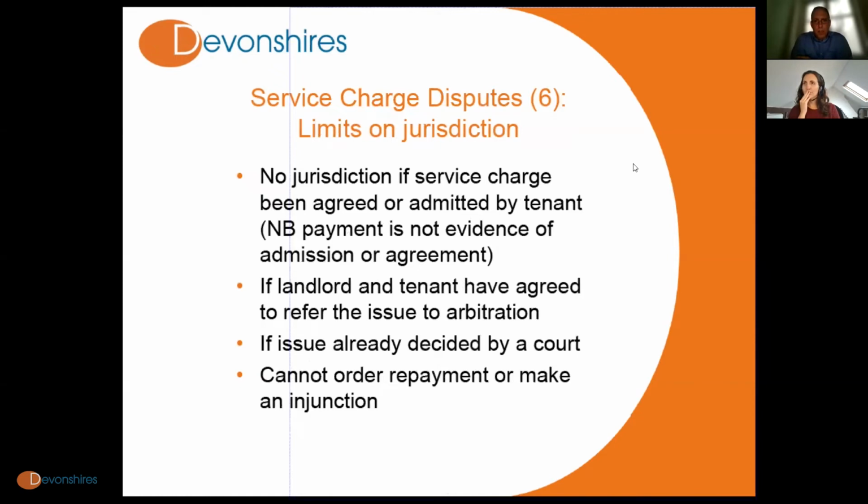The FTT does have limits on what it can consider, though, and although challenges can still be brought in relation to service charges that have been paid, there's no jurisdiction available to the first-tier tribunal to deal with service charges where they've either been agreed or admitted by the tenant.